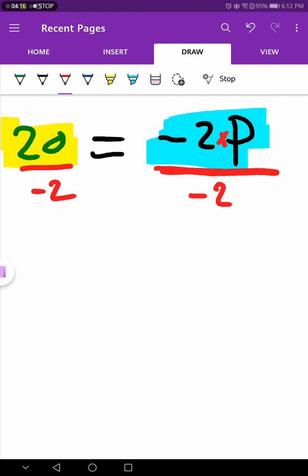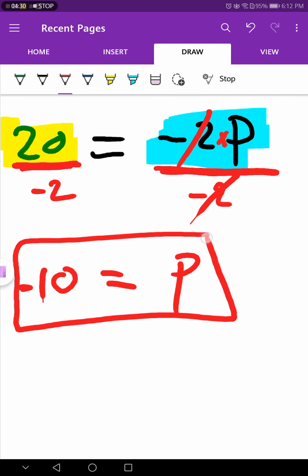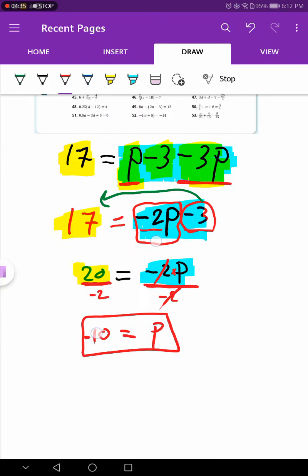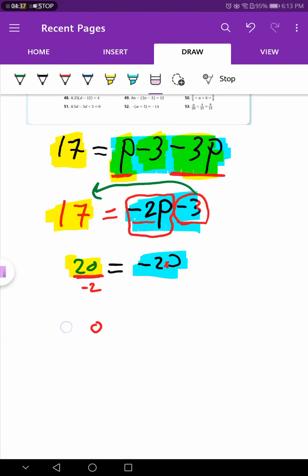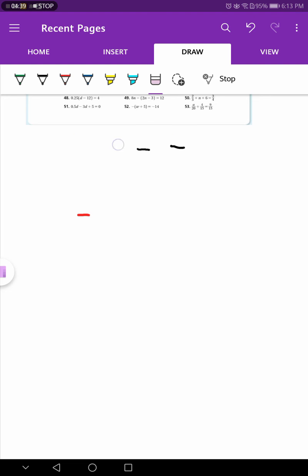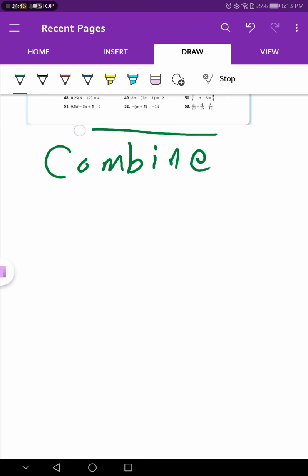I do this division, so here I get negative 10. And on the other side the negative 2 is eliminated by division, so P equals negative 10. So this is the first kind of question that will come tomorrow for the test, inshallah. The first part is to combine the terms to solve the equation.